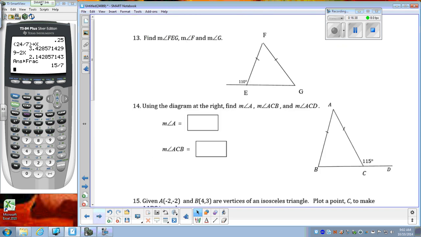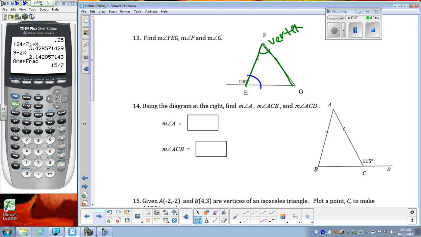Next page. Number 13. I'm looking for angle EFG, so this green angle, which would be my vertex angle, because EF is congruent to FG. I need to find, well, it's the same thing as angle F. Sorry, that's FEG. I need to find this angle, and then I need to find angle G.